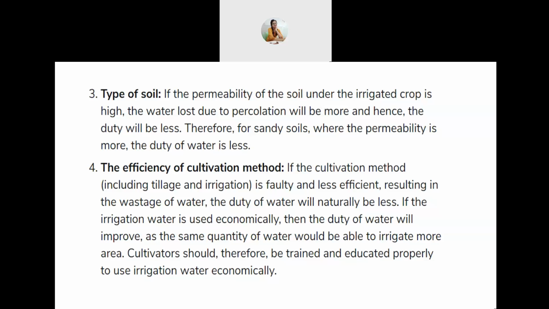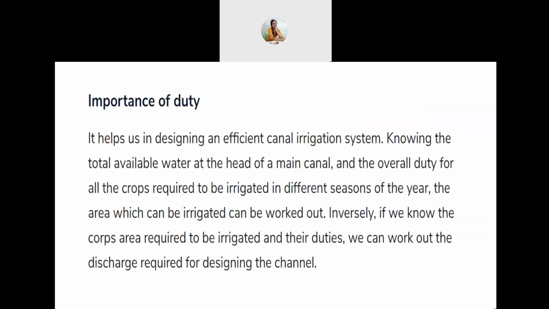Next topic is importance of duty. So what is the importance of duty? It helps us in designing an efficient canal irrigation system. Canal irrigation system, this topic we will discuss in the upcoming units. Knowing the total available water at the end of a main canal and the overall duty for all the crops required to be irrigated in different seasons of the year, the area which can be irrigated can be worked out. Inversely, if we know the crop areas required to be irrigated and their duties, we can work out the discharge required for designing the channel.